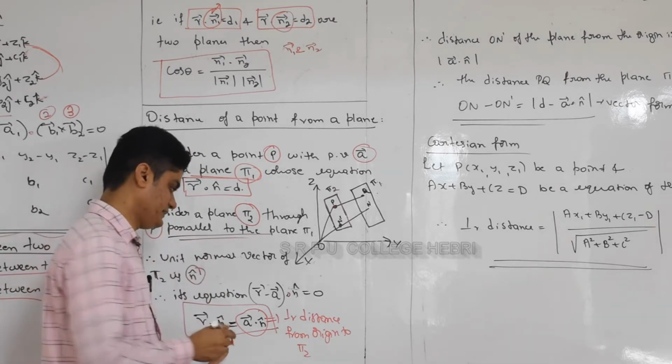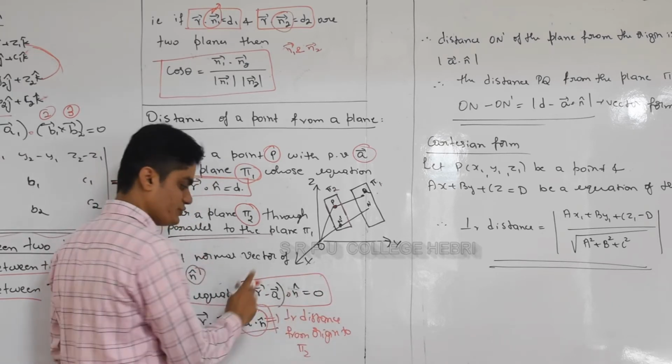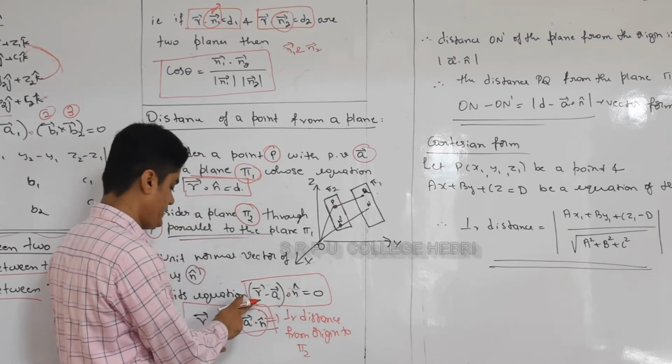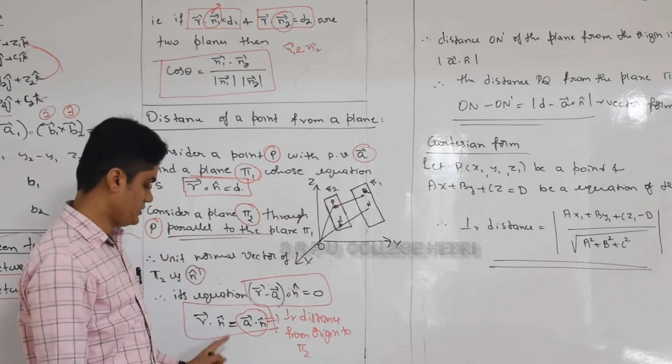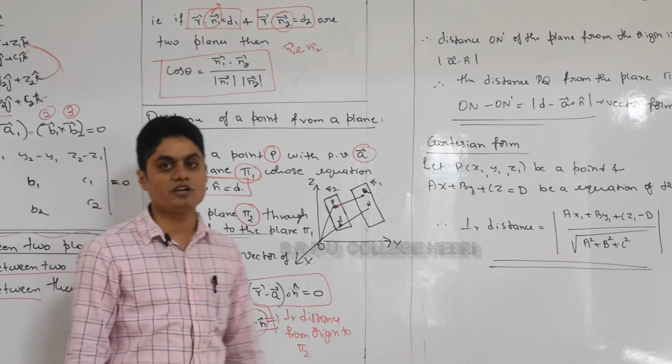Is this clear? I hope you understood. This is using the second result of the equation of the plane, because the unit normal is n cap and the plane passes through the point P with the position vector A. So the answer is vector R dot vector n is equal to vector A dot vector n.